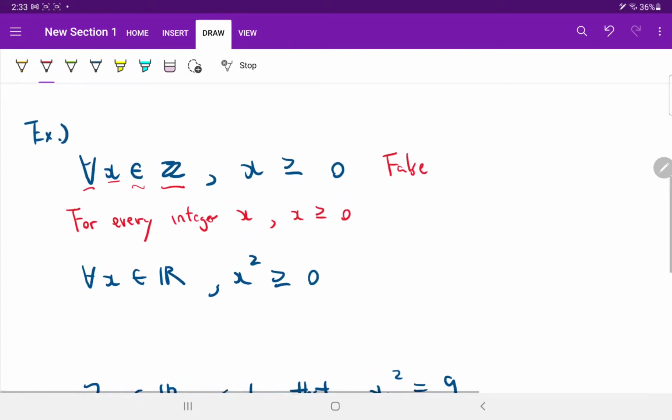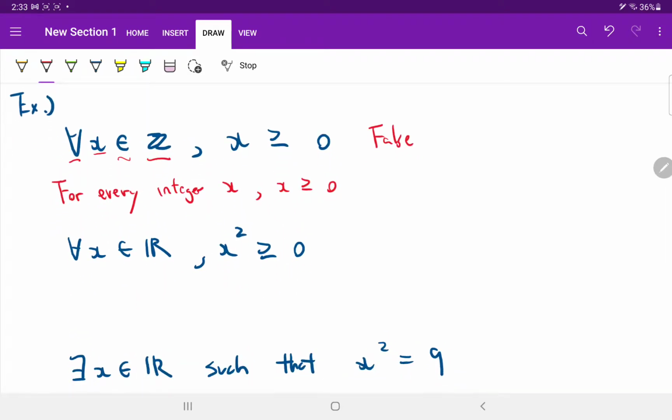So we look at the next sentence, right? So again, what you want to do is translate the mathematical statement into an English sentence. So let's look at it again. So what's the first symbol say again? It says for every. X is an element of real number. So for every real number x, that's what I say, x squared must be bigger than 0.